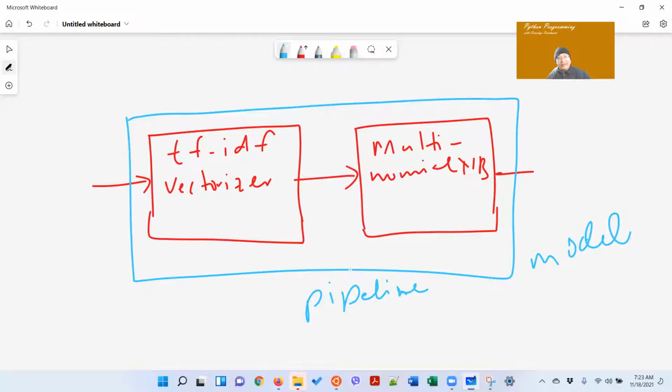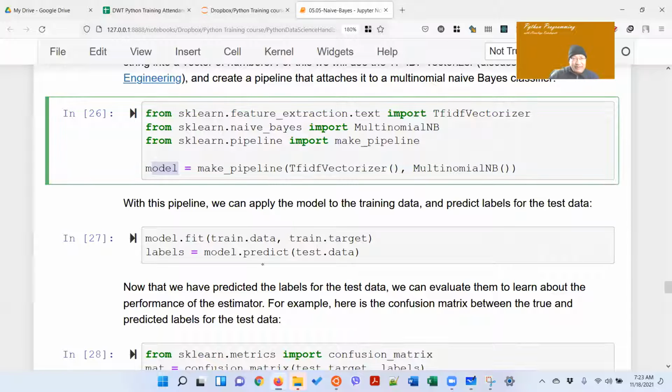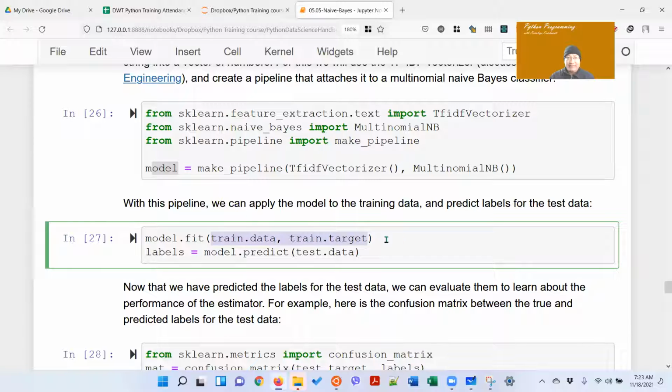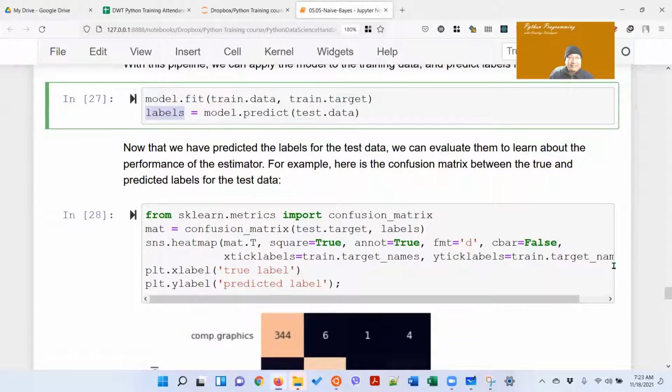On this model, we give train.data and train.target, the data and the target labels, so we fit it. When we do this, we train. Then we make it predict on the test data, which is the standard thing, right? By now you guys are very much familiar with this. And this gives the labels, these are the predicted labels, right?